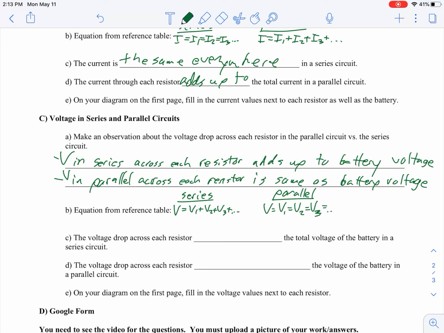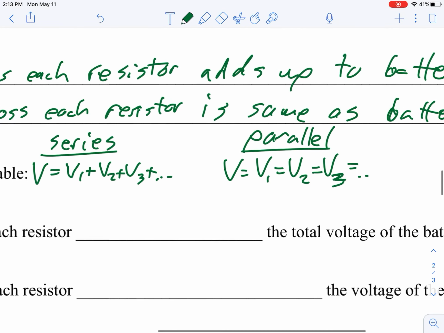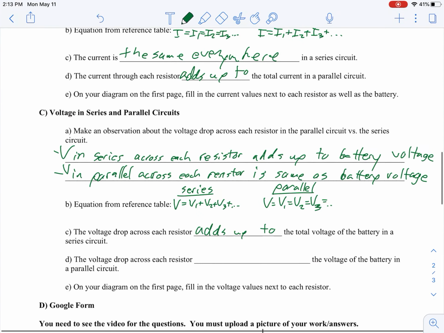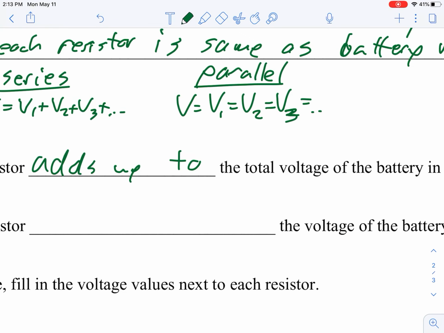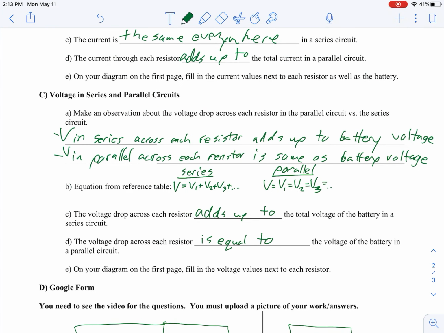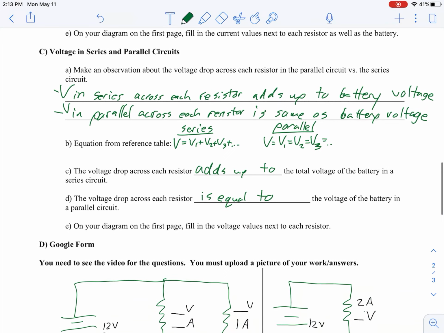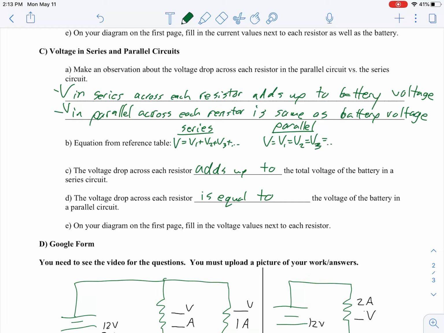All right, so just to sum this up, the voltage drop across each resistor adds up to the total voltage of the battery in a series circuit. And the voltage drop across each resistor is equal to the voltage of the battery in a parallel circuit.